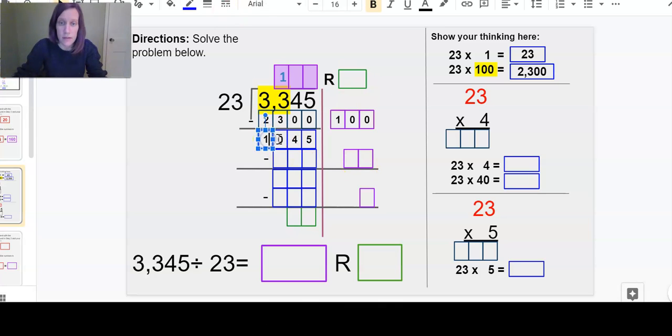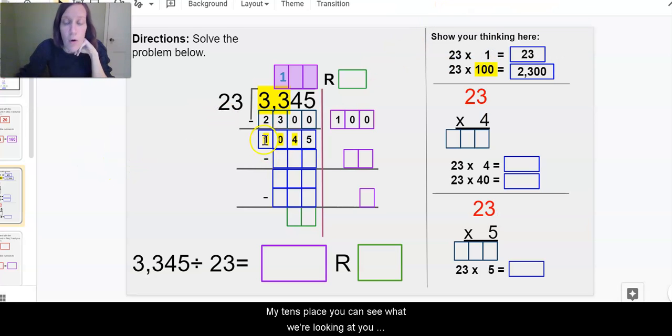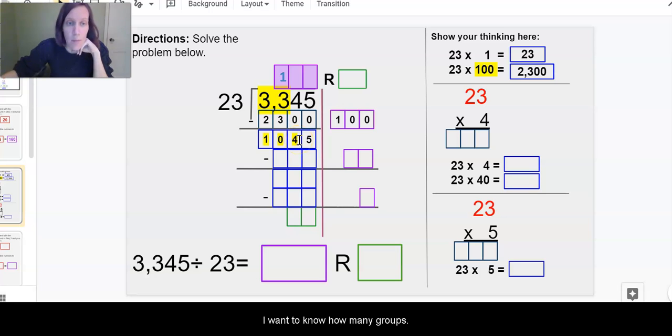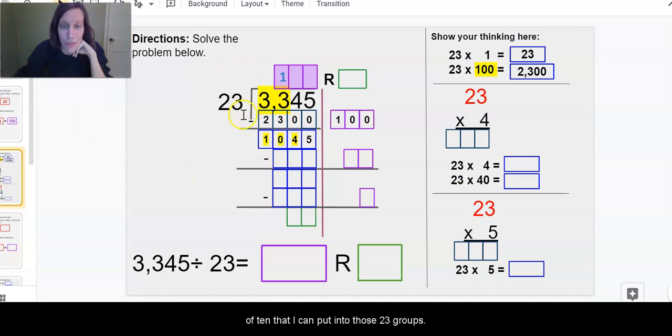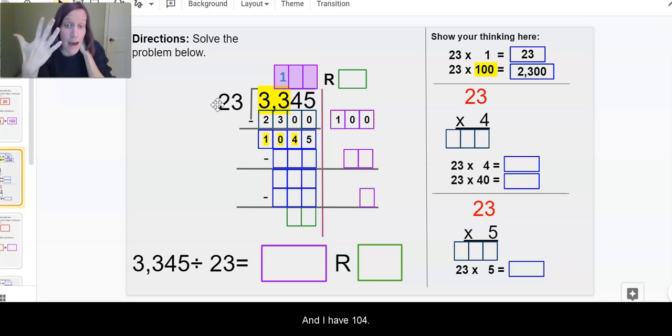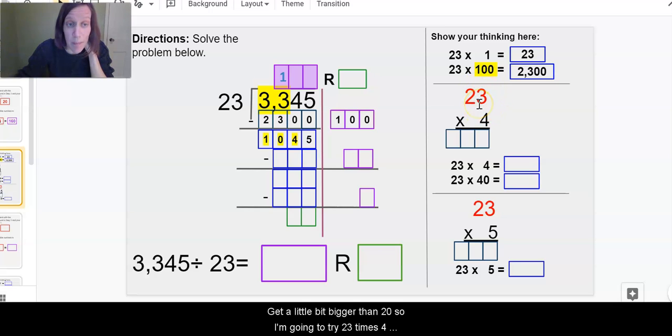So I'm going to highlight to my tens place so you can see what we're looking at. We're looking at 104. I want to know how many groups of 10 I can put into those 23 groups if I have 104 tens. So if I count by 20s, I would go 20, 40, 60, 80, 100, and I have 104. I'm guessing, though, that it's going to be only 4 groups because 23 is a little bit bigger than 20.